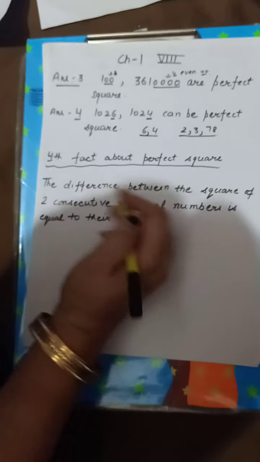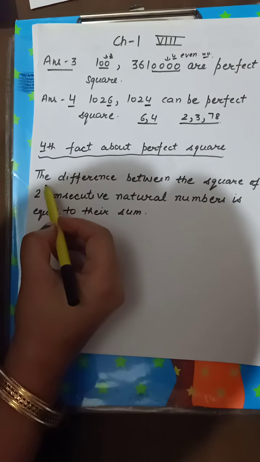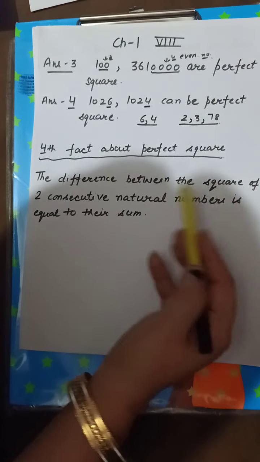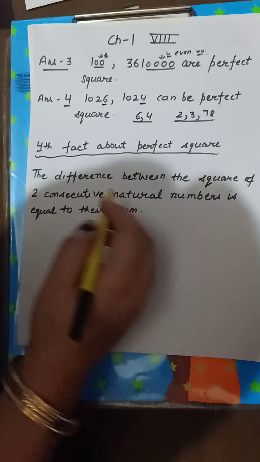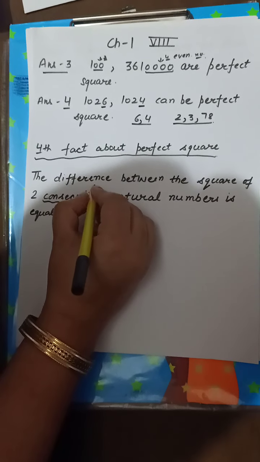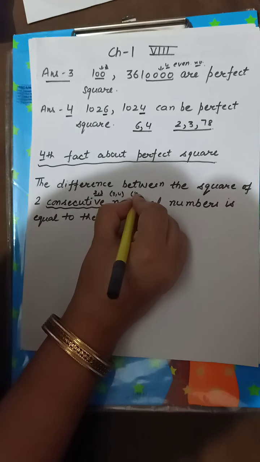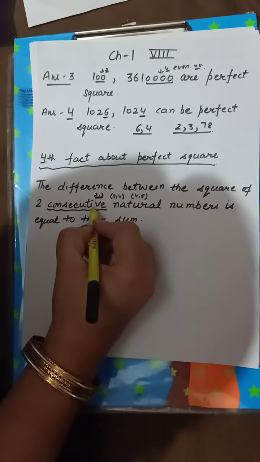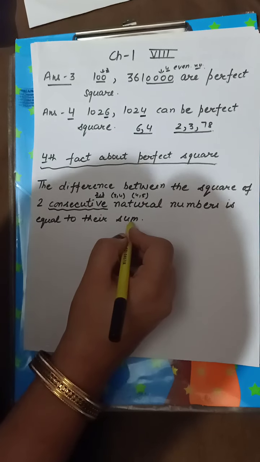Now I am telling you about the fourth fact about perfect squares. The fourth fact is the difference between the squares of two consecutive natural numbers is equal to their sum. What is the meaning of consecutive? Consecutive means लगातार. For example, 2, 3; 3, 4; 4, 5. So the difference between the squares of two consecutive natural numbers is equal to their sum.